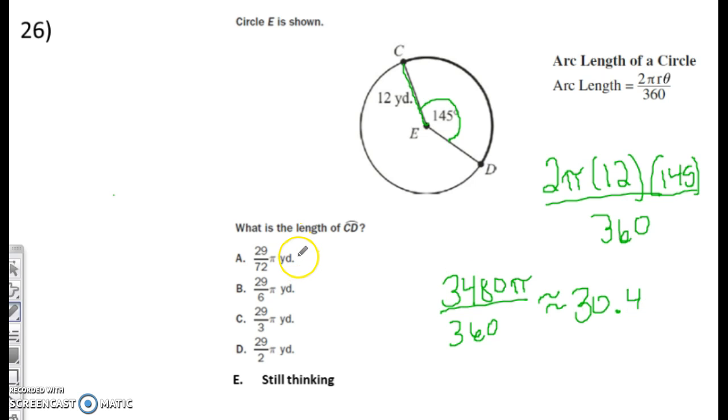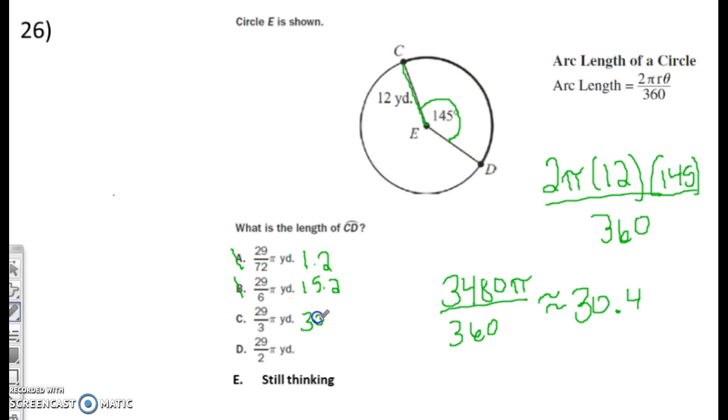So I'm going to turn each of these into decimals as well. So I'm going to do 29 divided by 72 times pi. That's about 1.2, so that's not going to be it. Then I'm going to do 29 divided by 6 times pi. That's about 15.2, so that's not going to be it. 29 divided by 3 times pi.